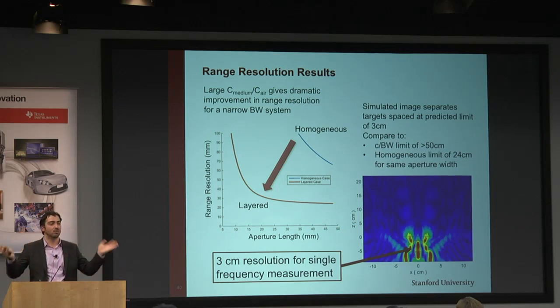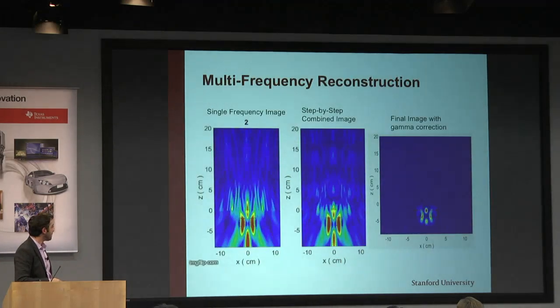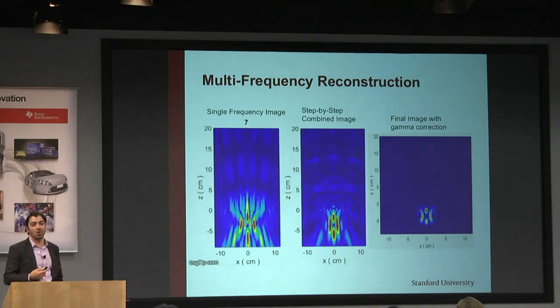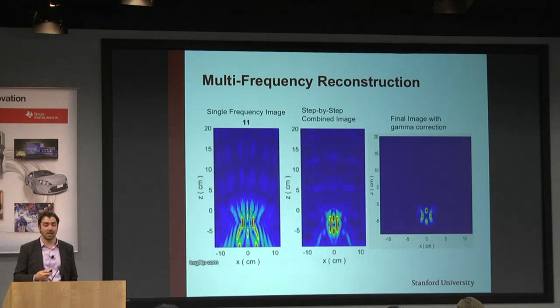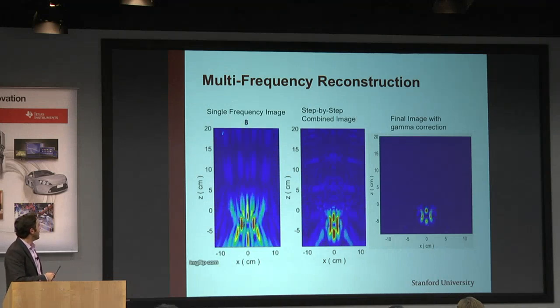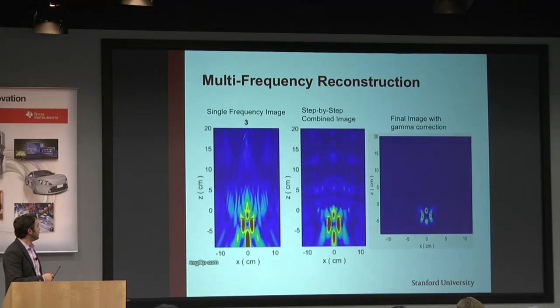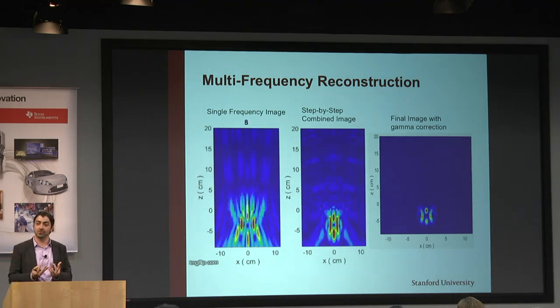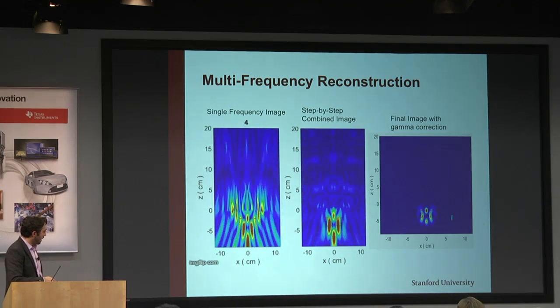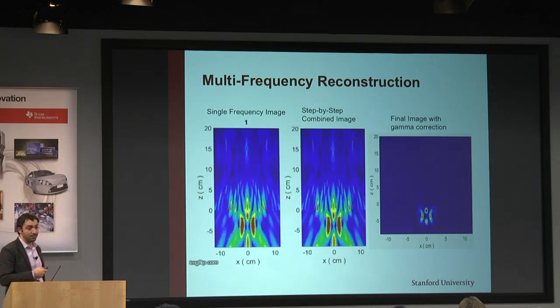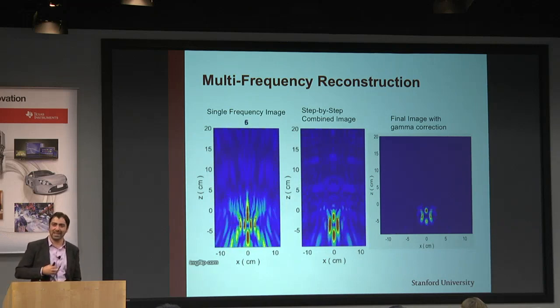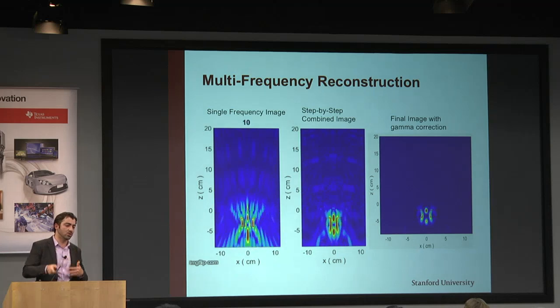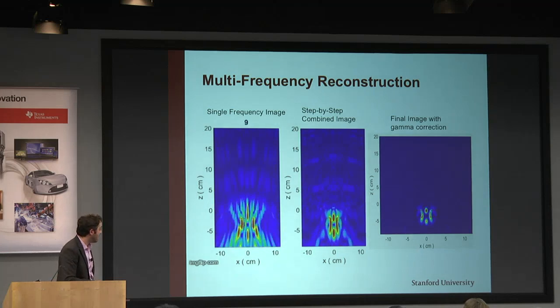Here I'm showing multi-frequency, so our goal is to actually do multi-frequency SFCW type of imaging. On the left, I'm showing single frequency images from 9 different frequency points. On the right, I'm showing the reconstruction of these. As you combine different frequencies, your images improve. And on the rightmost figure, I'm showing you the actual image with gamma correction. So once again, we get closer and closer to these targets. There are still artifacts, and we're trying to figure out how to suppress these artifacts in the next steps.